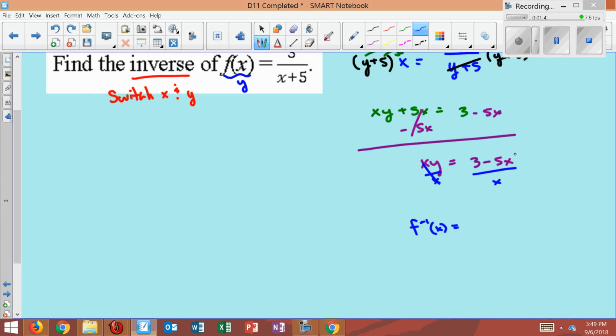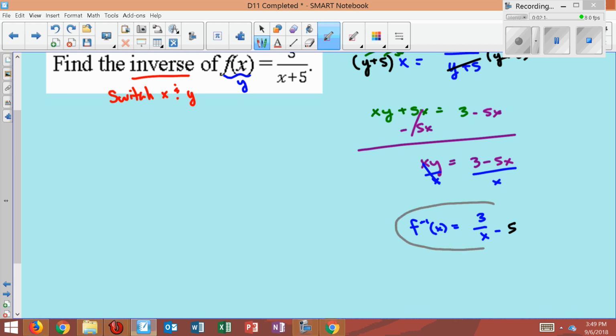You can't simplify right now because that's in the form of a term up here. You have to change it to factors. I can't really do it that way, but what I can do is write it as two fractions. I can say this is 3 over x minus 5x over x. And of course, if you have 5x over x, then you could cancel away the x's and say that's just minus 5. And so I'll say this is 3 over x minus 5. Now that should be my inverse function.